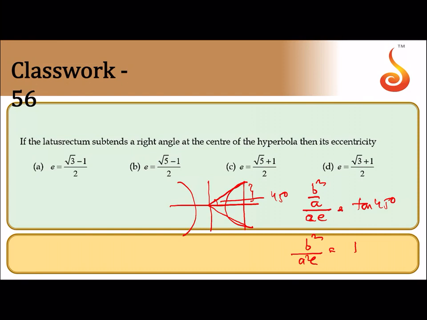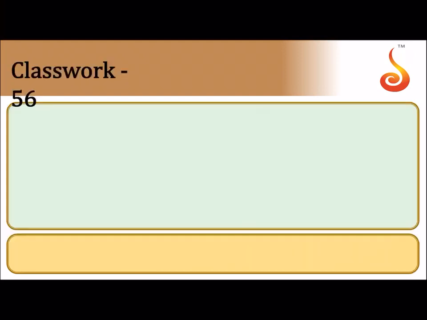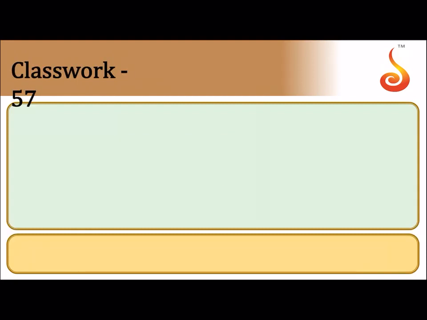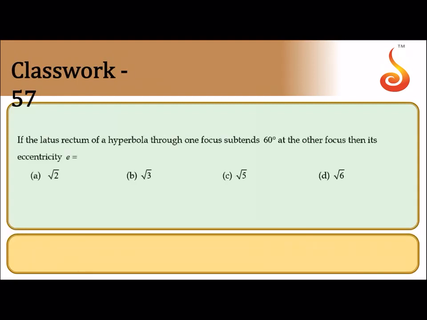So we get b square by a square e is equal to 1. So we got a relation, and from that we get the eccentricity value. We know that b square is equal to a square, e square minus 1. Using this result and this relation, we get the eccentricity. We get e is equal to root 5 plus 2. You have to solve these two equations. Option C is correct.